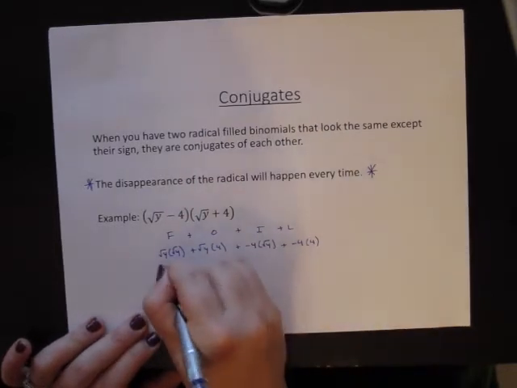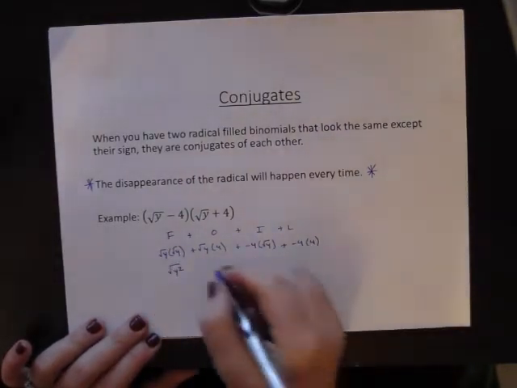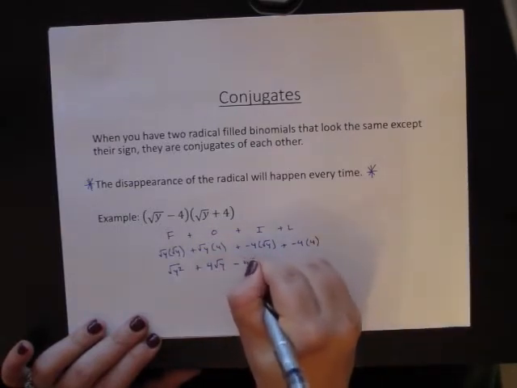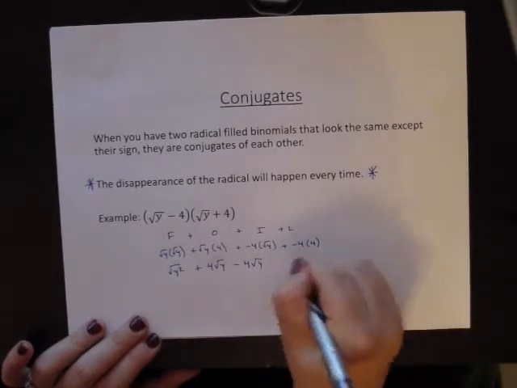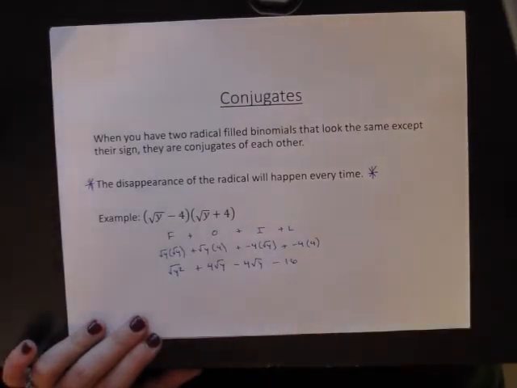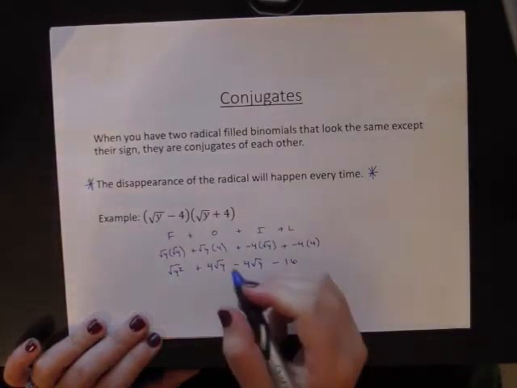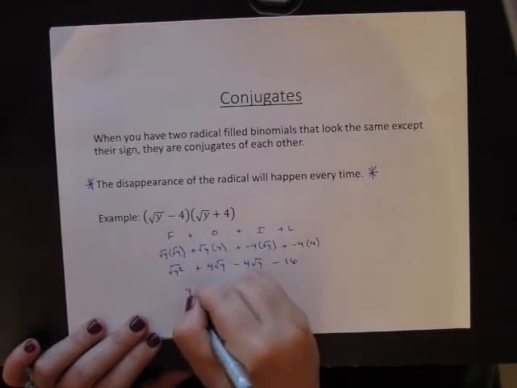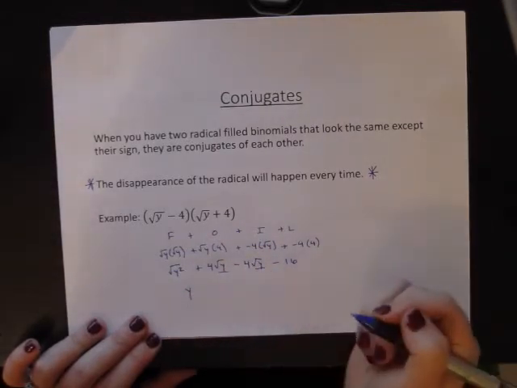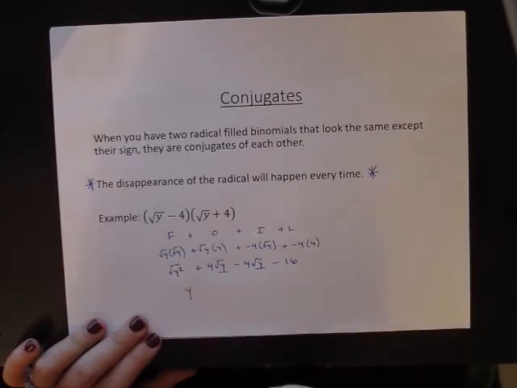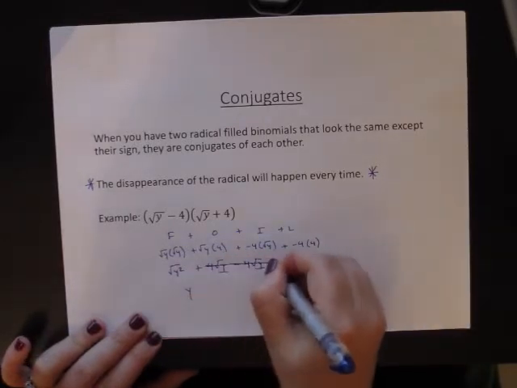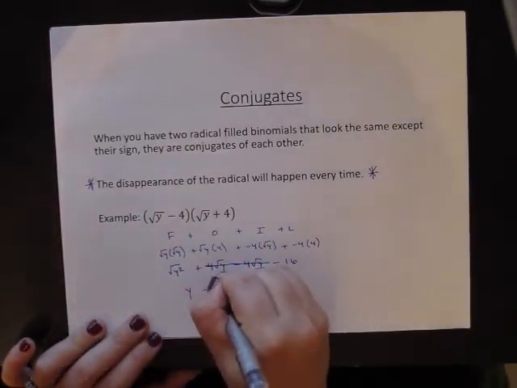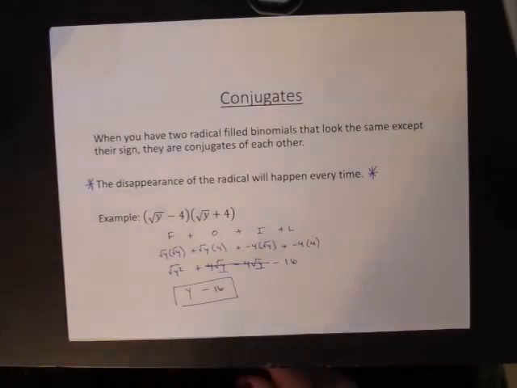When I clean this up, this would be the square root of y squared plus 4 square root y minus 4 square root y minus 16. The square root of y squared is just going to be y. My radicals are exactly the same, but 4 minus 4 gives me 0. So this disappears, and that will happen every single time when you have conjugates. So then all I'm left with is minus 16. And this will happen every single time.